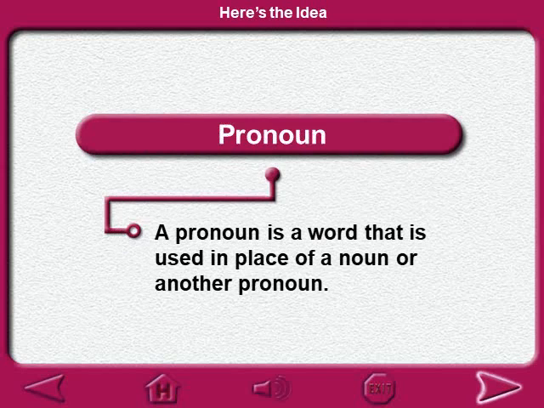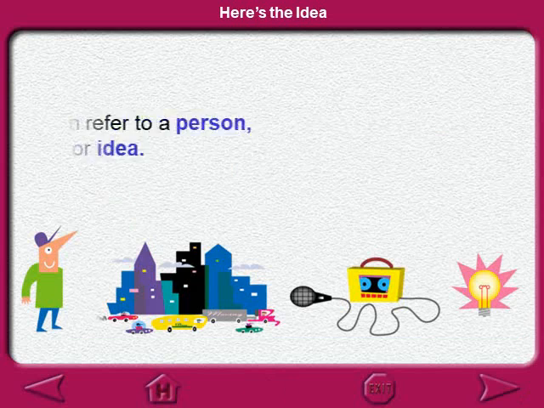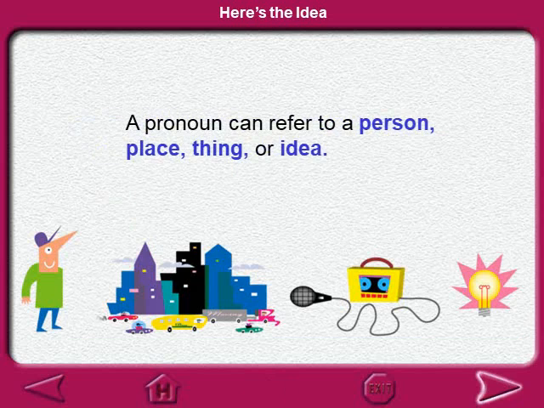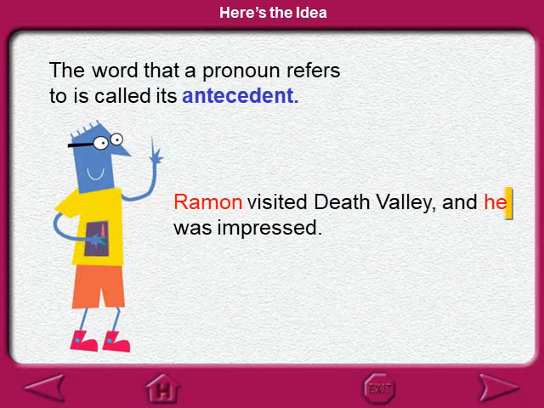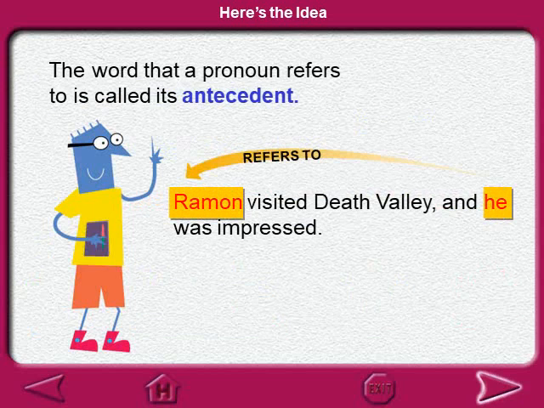Pronoun. A pronoun is a word that is used in place of a noun or another pronoun. A pronoun can refer to a person, place, thing, or idea. The word that a pronoun refers to is called the antecedent.